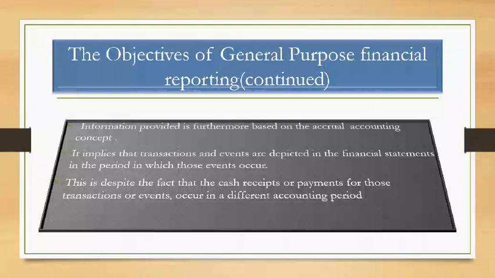Another important issue with regard to the objective of general purpose financial reporting is that the information provided is furthermore based on the accrual concept or accrual accounting concept. This concept implies that transactions and events are depicted in the financial statements in the periods in which those events occur. This is despite the fact that the cash receipts or payments for those transactions occur in a different accounting period.